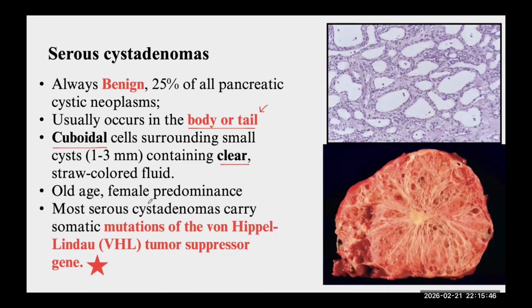Usually happens in older age, has a female predominance. It's associated with von Hippel-Lindau or VHL tumor suppressor gene mutation. This is important, and it was in one of the previous exams. Generally speaking, all the genetic mutations in the pancreatic lectures are important. They ask about them a lot. Just try to remember all of them. VHL is seen in serous cystadenoma.